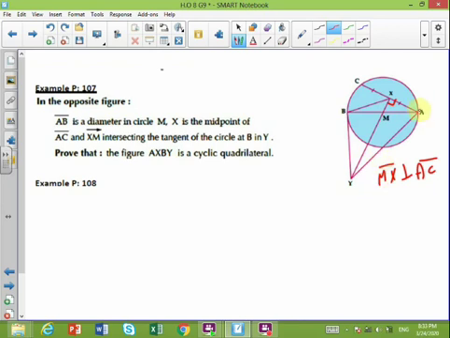Also, what else can I prove? Yes, I have a diameter and a tangent. If I have a diameter and a tangent to the circle, they are perpendicular to each other. So AB is perpendicular to BY. So this angle also equals 90. As you see here, angle AXY equals ABY, on the same base AY and on one side of it, equal in measure. So AXBY is a cyclic quadrilateral.